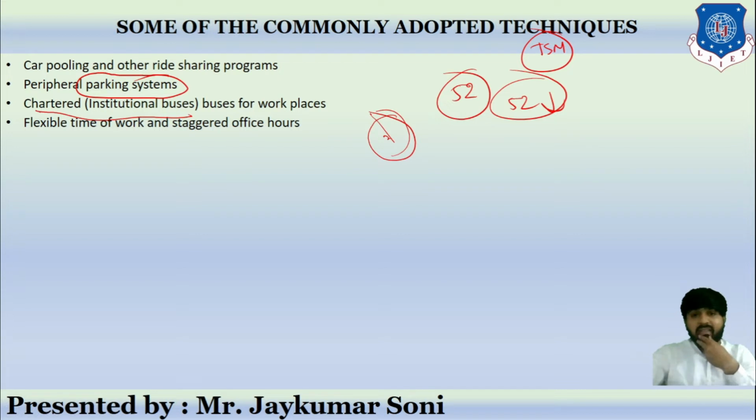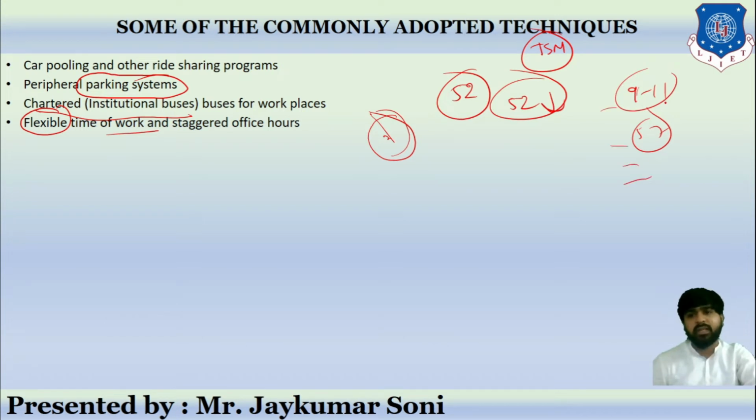Then, the government nowadays is thinking to stagger the office hours. It is not about reduction of the office hours, but about flexible timing of the work, so that it will not happen that only 9 to 11 and 5 to 7 have very high traffic. The traffic will be distributed, and these peak hours will not face the issues that they have been facing for many years due to the working hours.